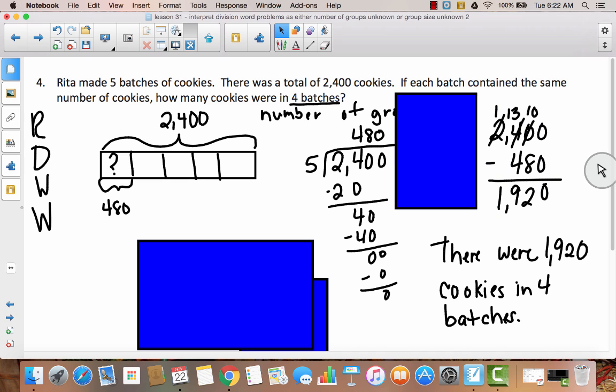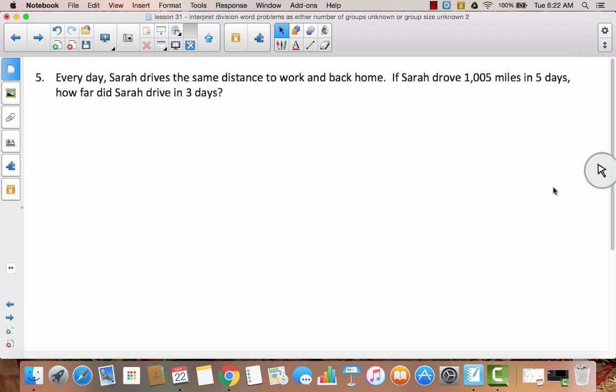So that's what I did. I chose to use subtraction. I just took one batch away from 5 batches, and that left me with 4 batches. But maybe you chose to use multiplication. Did we get the same answer? Well, if we both did the problem correctly, then we should have. All right, let's take a look at problem number 5.